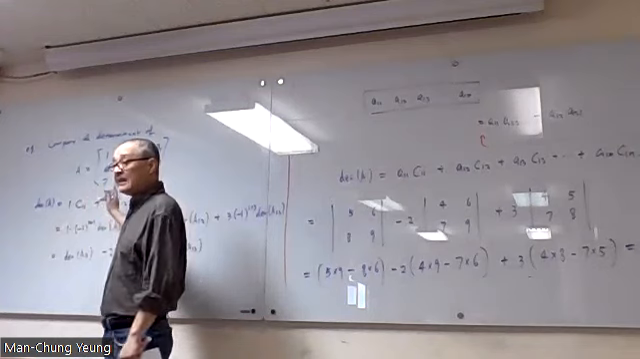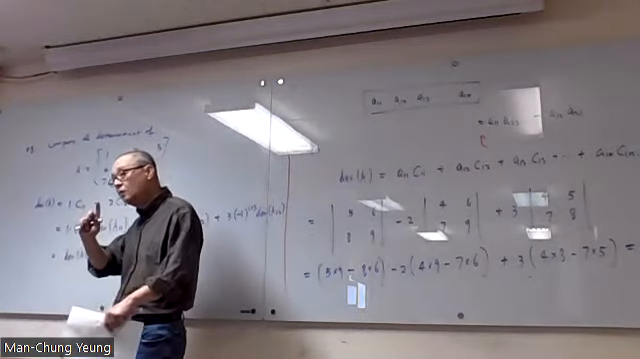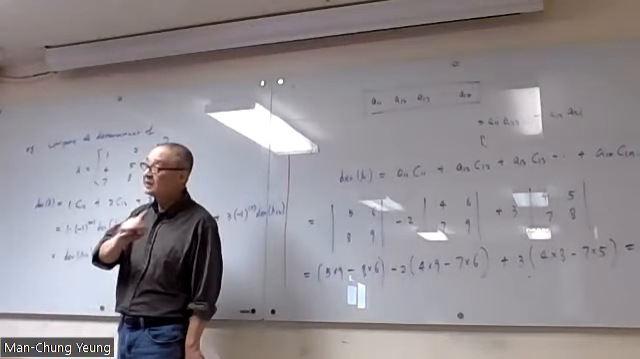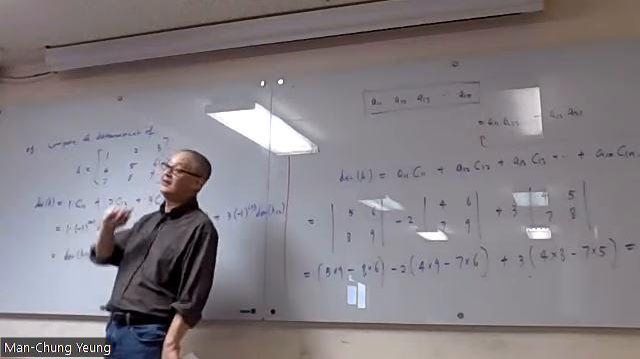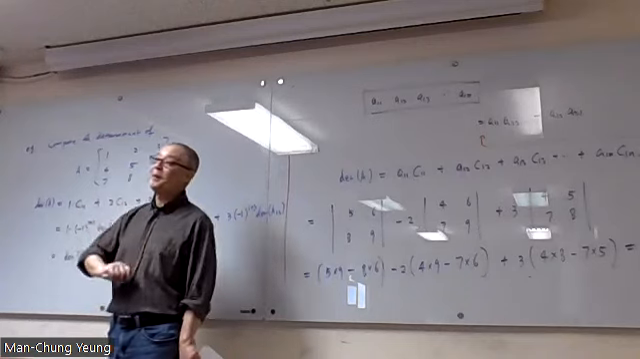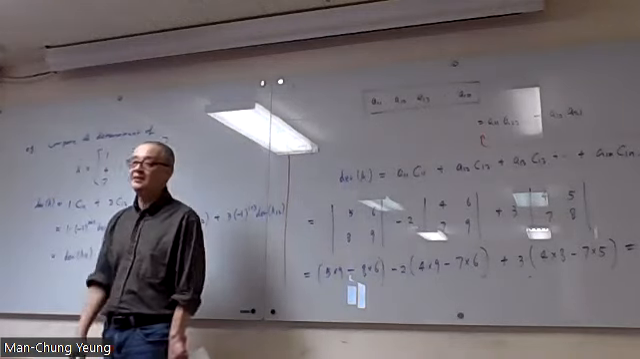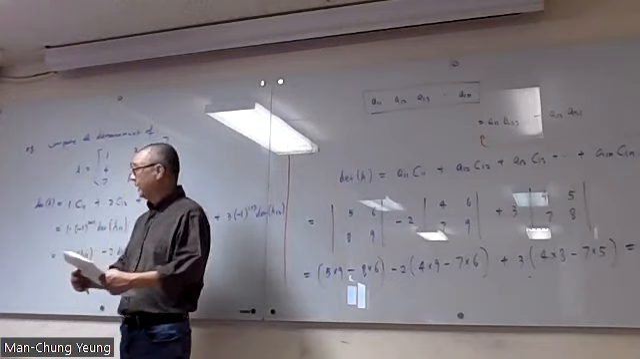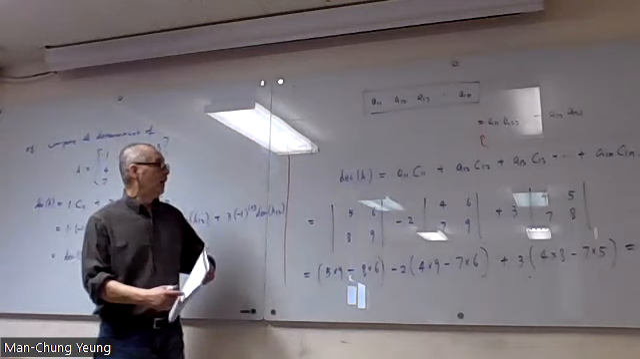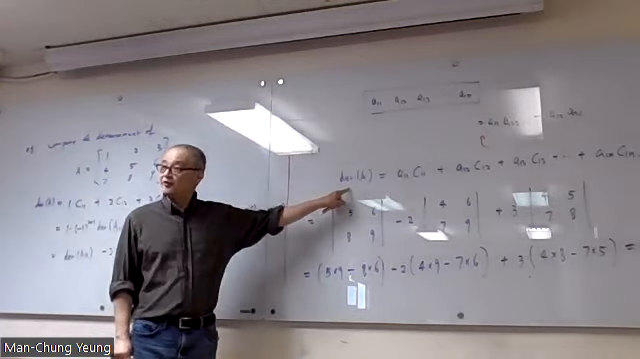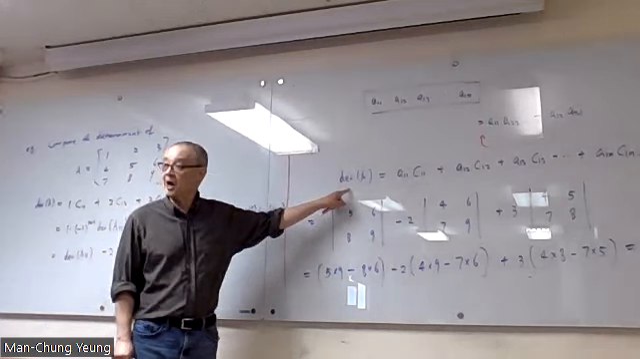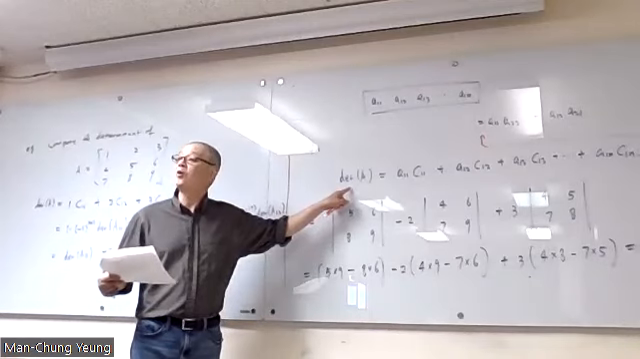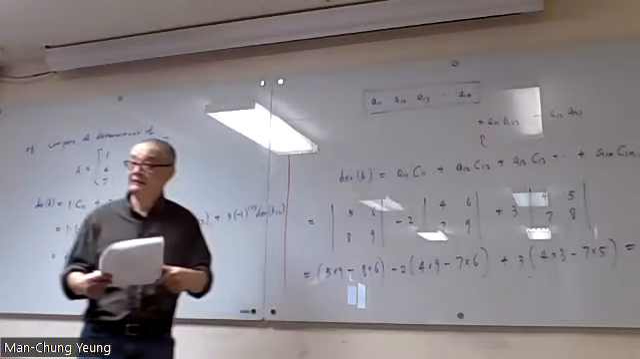That means that this matrix has no inverse. We also say that the matrix is singular. A non-singular matrix has an inverse. A singular matrix has no inverse. Okay, now this is the formula to compute the determinant. Now let me show you the computational cost of this formula.